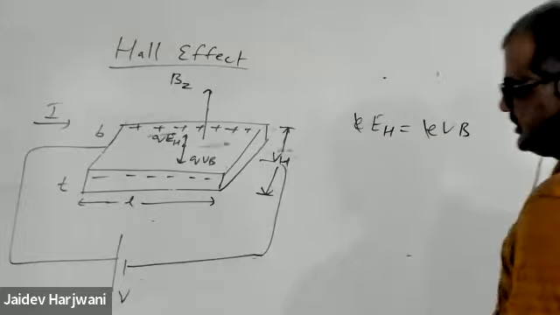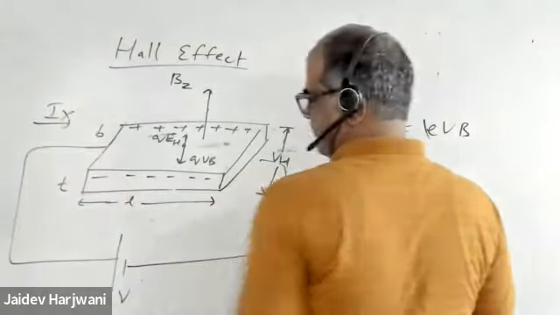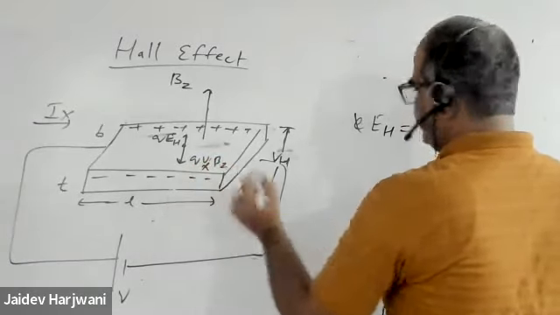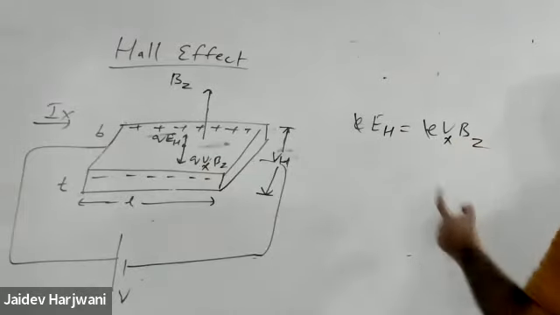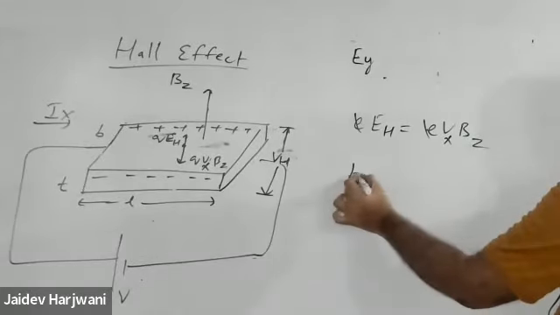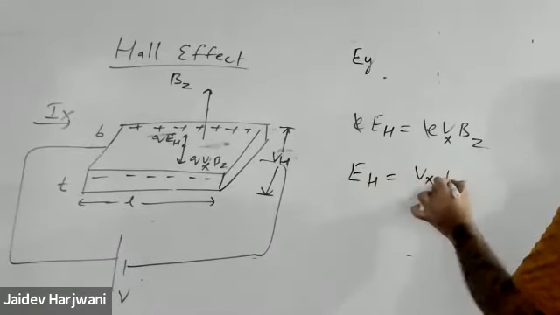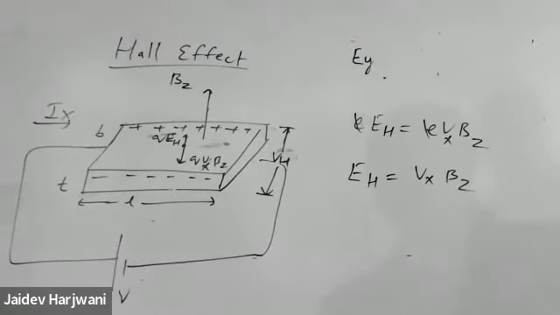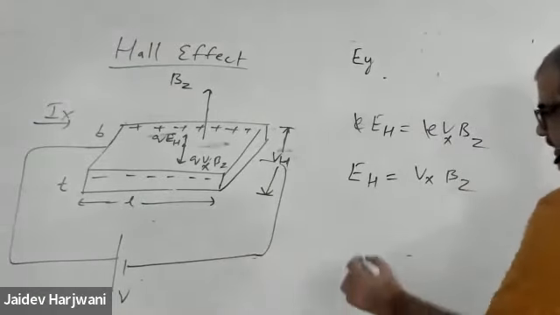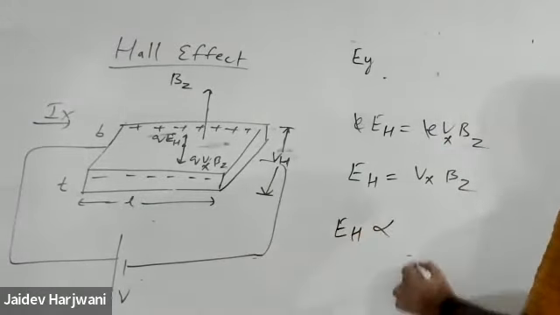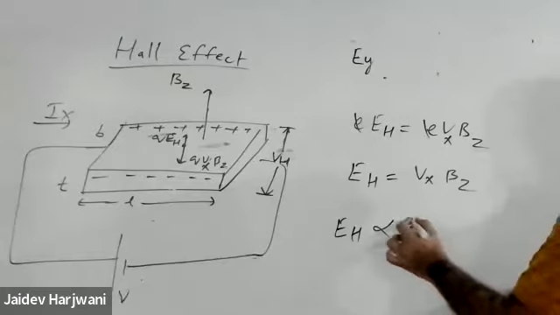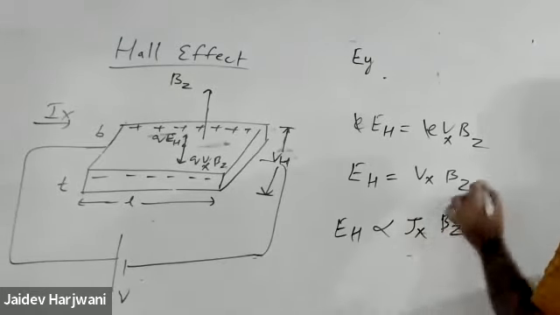Now if I say current is Ix, then I can write this is Vx, and I can write this is Bz. And this EH is in the Y direction. So now I get the Hall electric field as Vx Bz. Now Vx is the velocity, which generally depends on the current I'm applying. So I can write my Hall electric field is proportional to, instead of Vx, Jx, current density, and Bz.